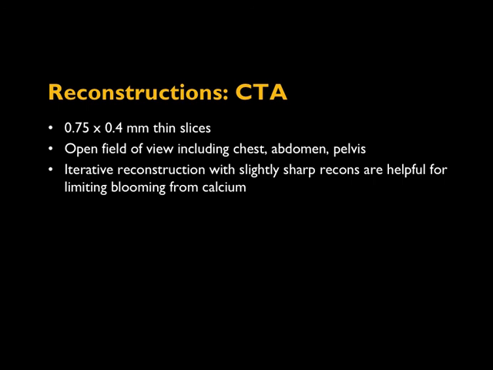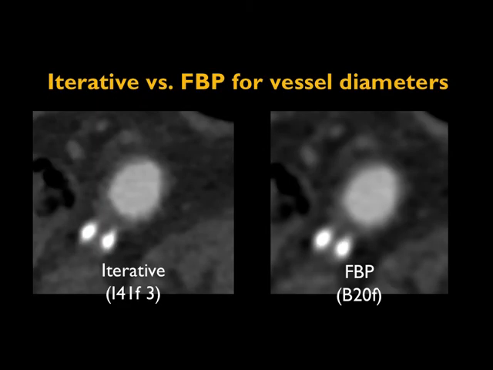This really helps limit blooming artifact from calcium, and I'll just show an example here. This is iterative reconstruction on the left and filtered back projection on the right. The letters and numbers are specific to Siemens, but all the manufacturers certainly have these options available. I've just found that over time it's much easier to measure the actual vessel diameters on the iterative reconstruction compared to the filtered back projection, because you just have a lot sharper vessel wall. So measuring those vessel diameters, which is a requirement pre-TAVR, is just a lot easier in that setting.